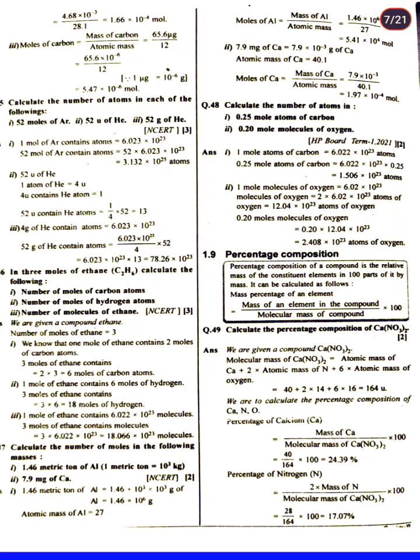Similarly, the mass of carbon can be calculated. Now next is, calculate the number of atoms in each of the following. We have to calculate the number of atoms. First, that is 52 mole of argon. Second is 52 unit of helium. Third is 52 gram of helium. For the first one, again we calculate the number of atoms. We have the formula.